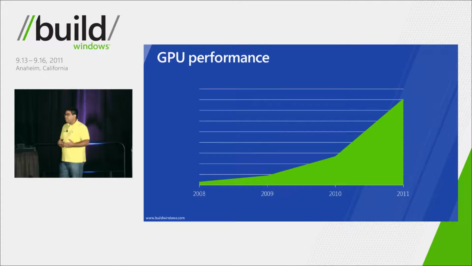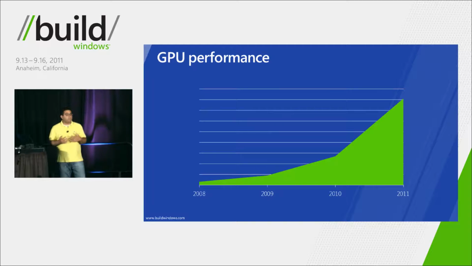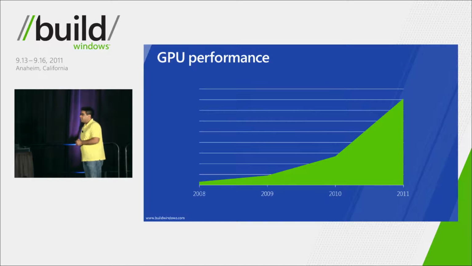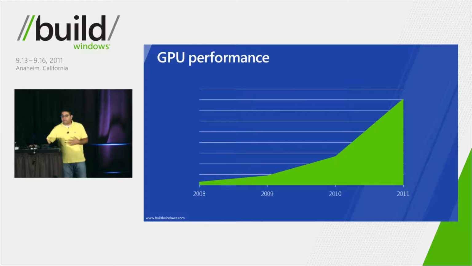So what we have is GPUs that are really ubiquitous at this point. In fact, every Windows 7 PC that you see out there and every PC that Windows 8 will ship on will have a really powerful GPU in it. And that power will be available for you to use in your applications.